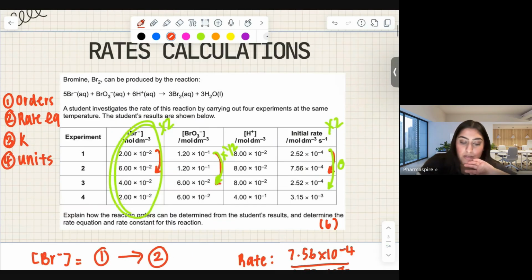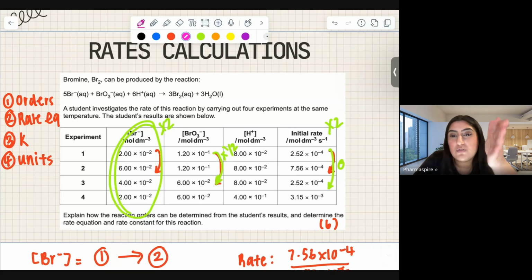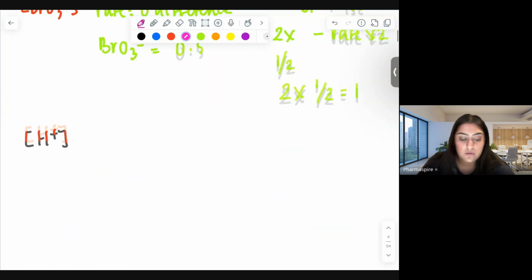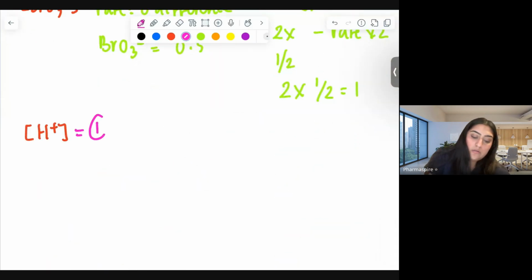So we've got H plus, but again, do you see how there's no changes between 1, 2, 3? First, it's first order, because 2 times a half is 1. It's like we don't do zero order in that sense because it has an effect. It's just only got one of the effect. So if we look at H plus, experiments 1, 2, 3 are the same. Okay, so we're going to compare 1 and 4. That's where I've done 1 and 4.